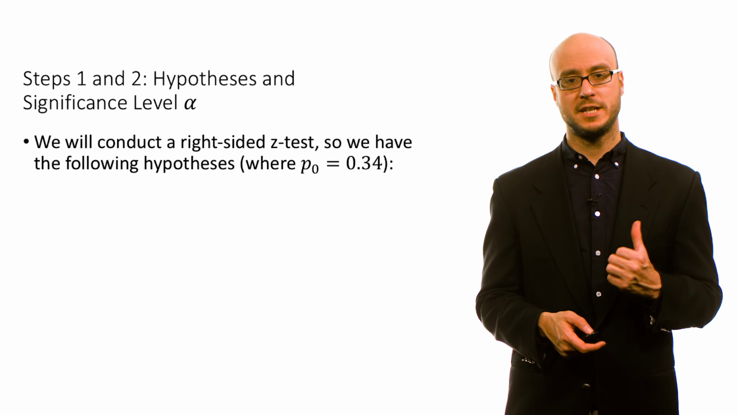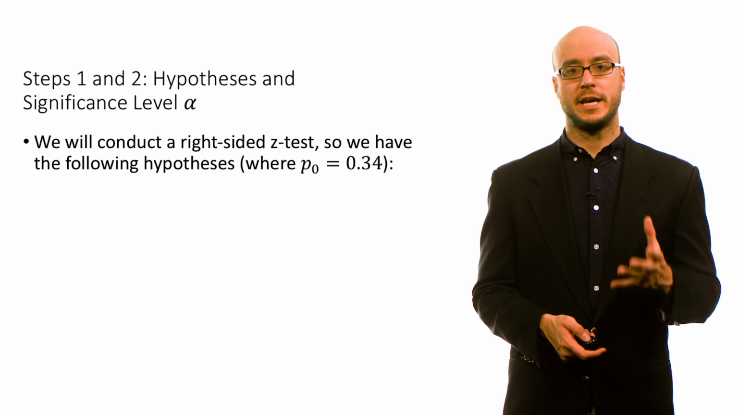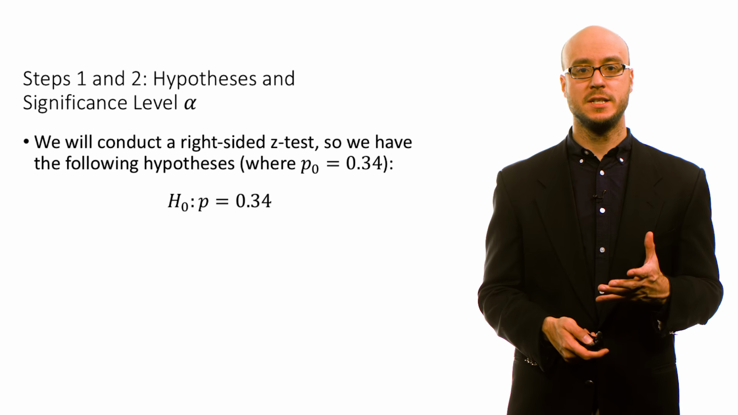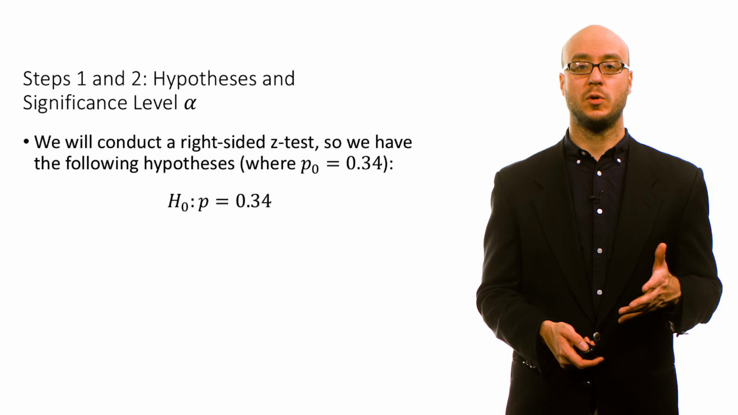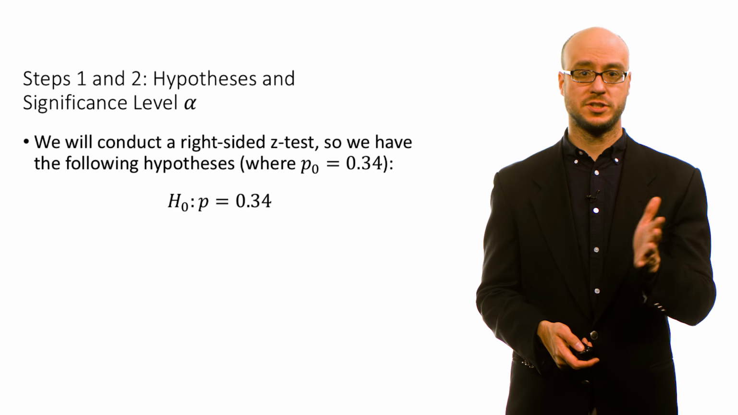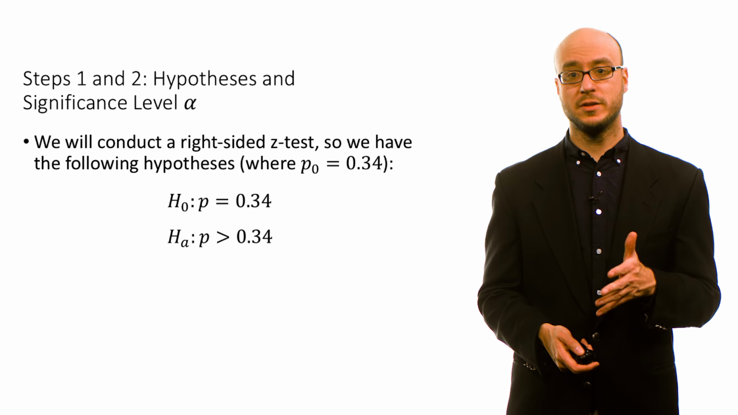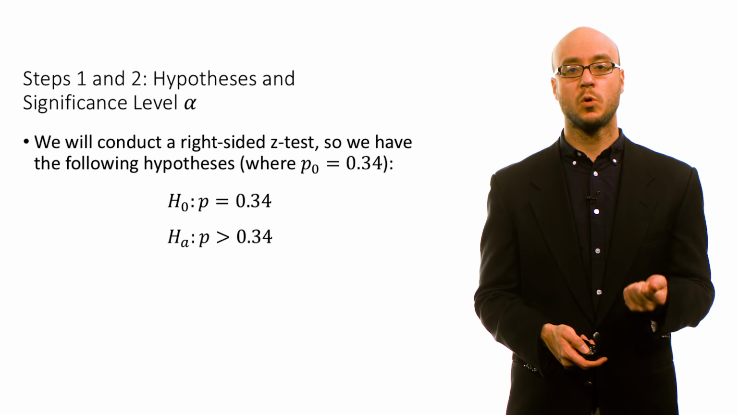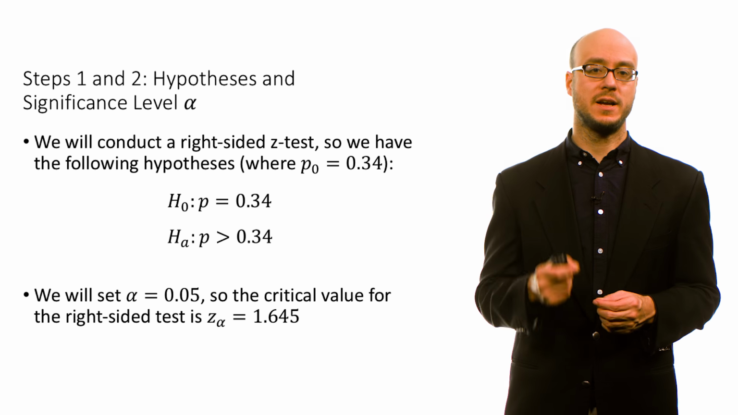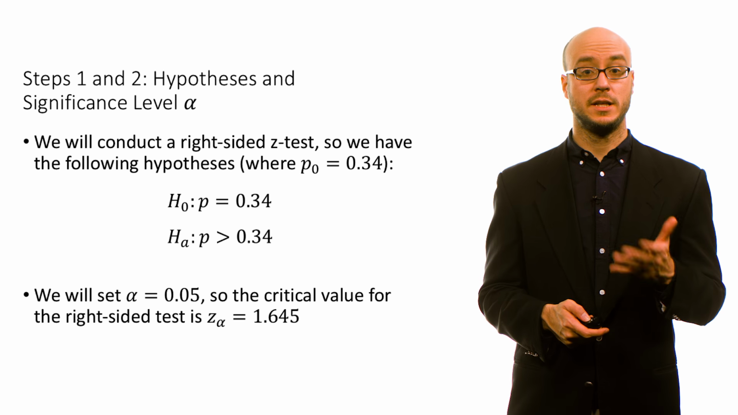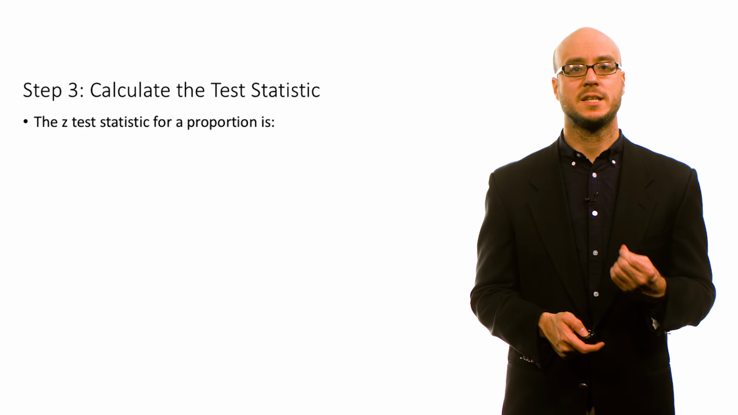For steps 1 and 2, we want to state our hypotheses and set our significance level alpha. In this particular case, we're conducting a right-sided z-test. So the null is that the population proportion equals 0.34, meaning economics is just as scientific as accounting. The alternative is that the population proportion is greater than 0.34. Economics is more scientific than accounting. We're going to set alpha to 0.05, so the critical value for this right-sided z-test is z alpha equals 1.645.